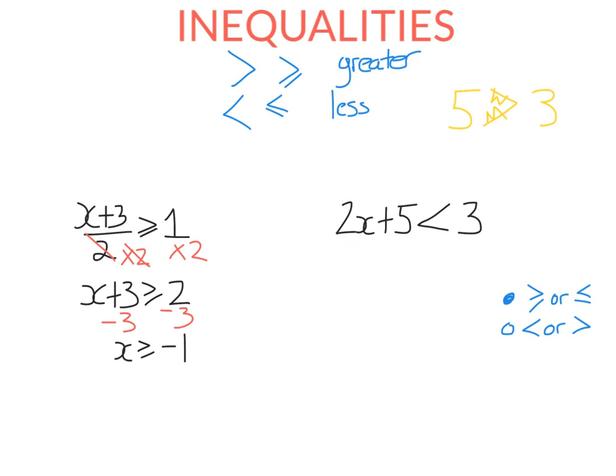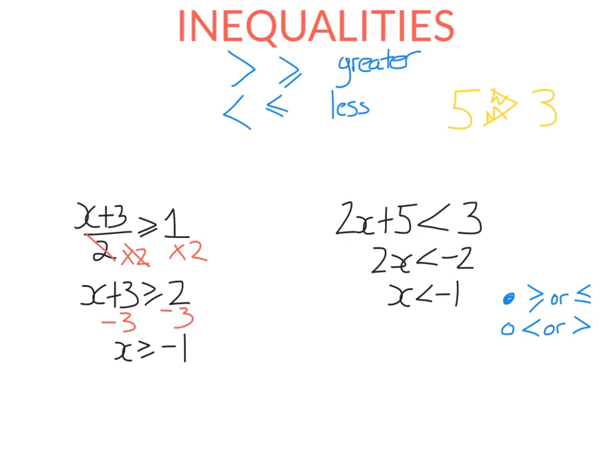So how would we do this one? Well, this is like the same process. We're going to start by subtracting 5 from both sides. So 2x is less than, so 3 minus 5 is minus 2, and we're going to divide each side by 2. We get x is less than minus 1. So this is saying I could substitute for x any number less than minus 1, and it would make this statement true. X equals minus 2 is a solution to this. X equals minus 3 is a solution to this.